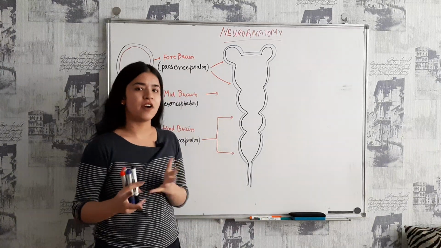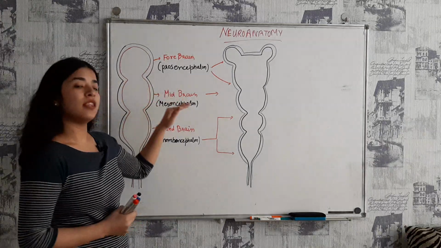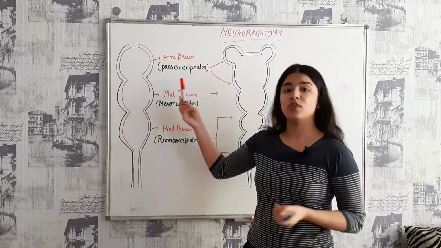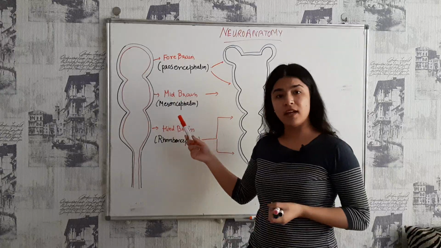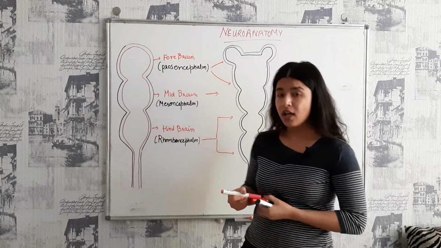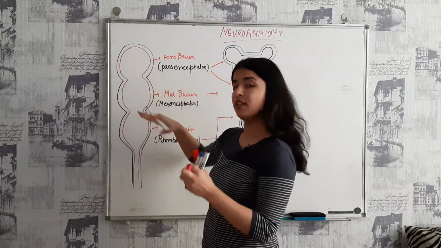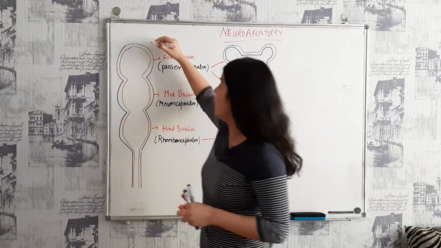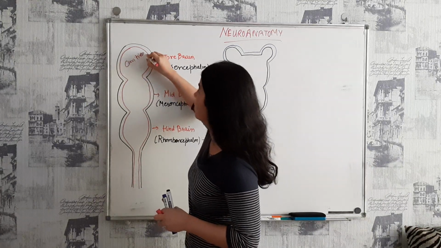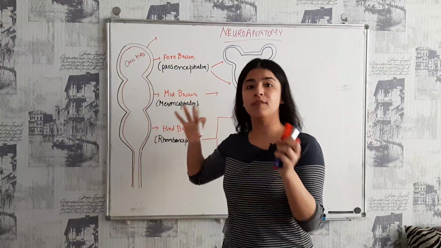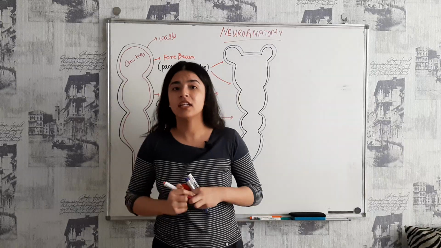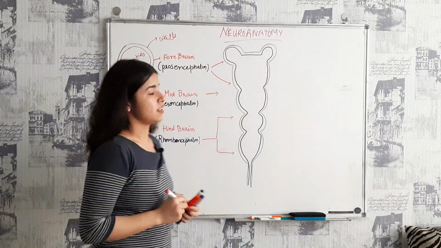Generally, our brain is divided into three parts: the forebrain, the midbrain and the hindbrain. The forebrain is known as prosencephalon, the midbrain is known as mesencephalon, and the hindbrain is known as rhombencephalon. As you can see, there is a formation of these three structures. These spaces are known as the cavities, and these outside structures in black line are the walls. The cavities and walls further give rise to certain structures that we will discuss later.